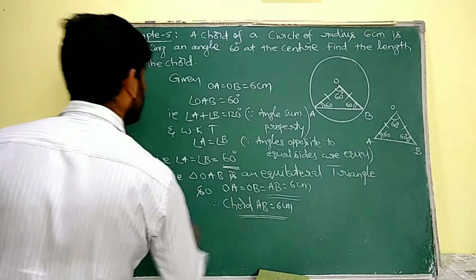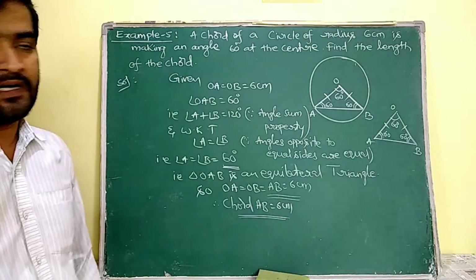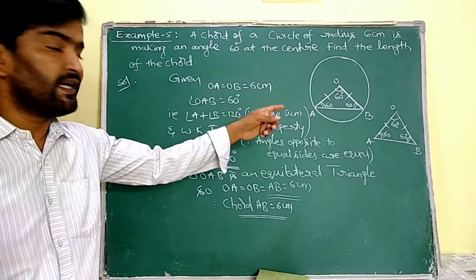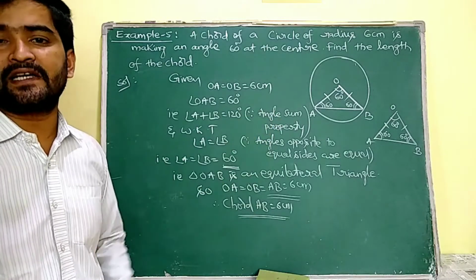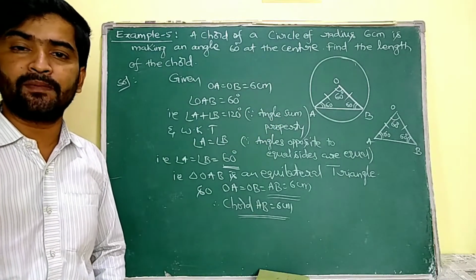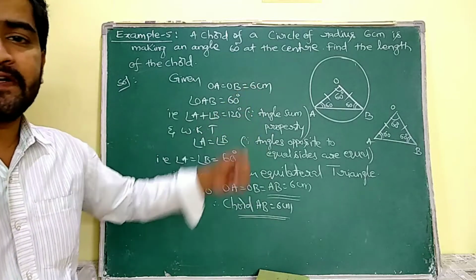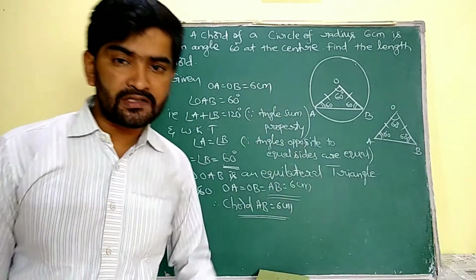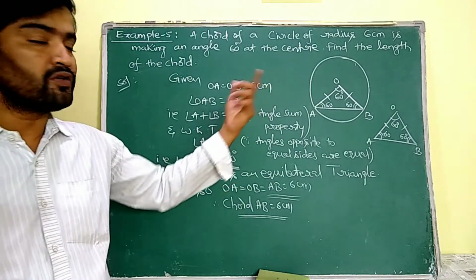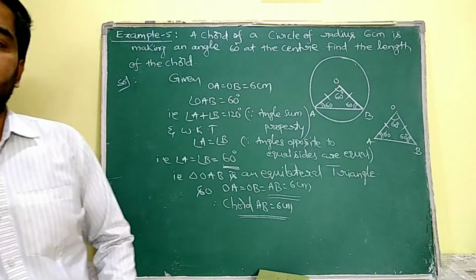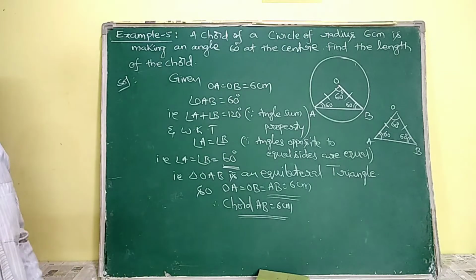It is an oral question, a half mark bit also. Directly you may write: if the chord AB subtends 60 degrees at the center, then the triangle OAB becomes an equilateral triangle. If it is an equilateral triangle, then we know that all the sides are equal. So OA is equal to OB is equal to AB is equal to 6 centimeters. This is one method.